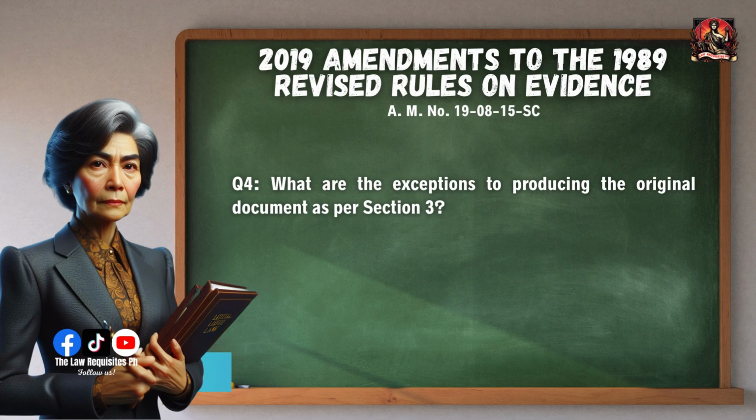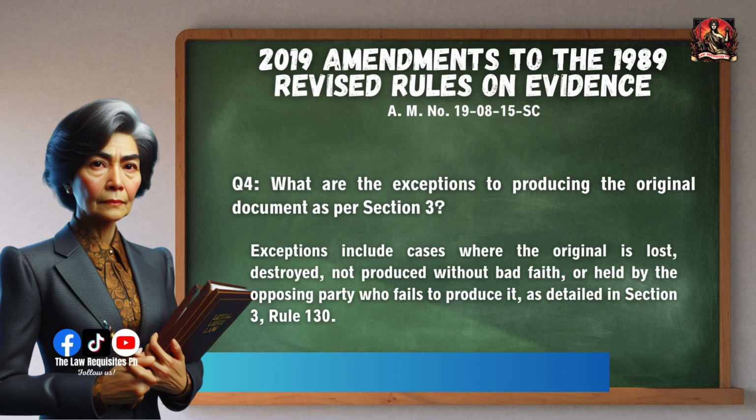Q4. What are the exceptions to producing the original document as per Section 3? Exceptions include cases where the original is lost, destroyed, not produced without bad faith, or held by the opposing party who fails to produce it, as detailed in Section 3, Rule 130.